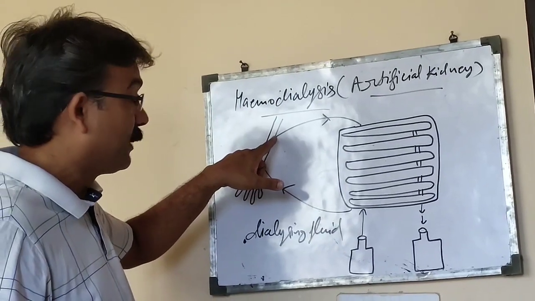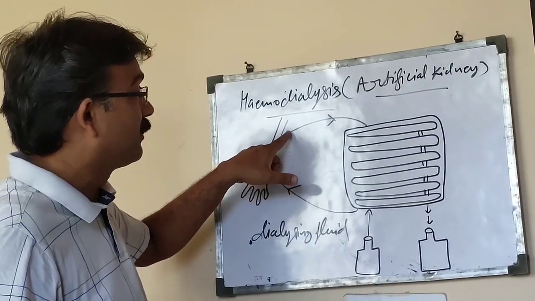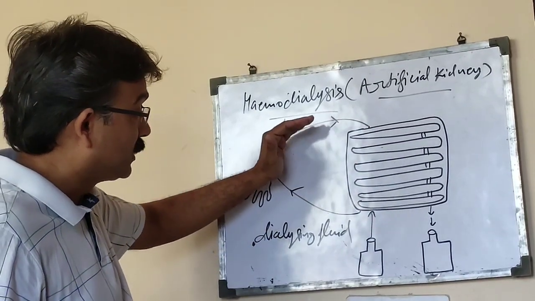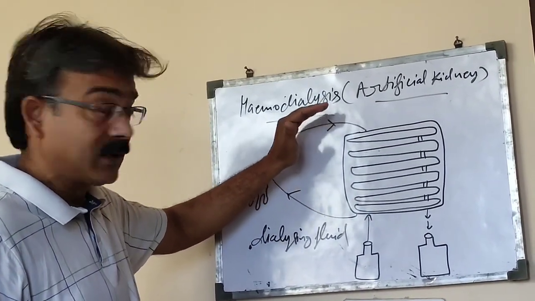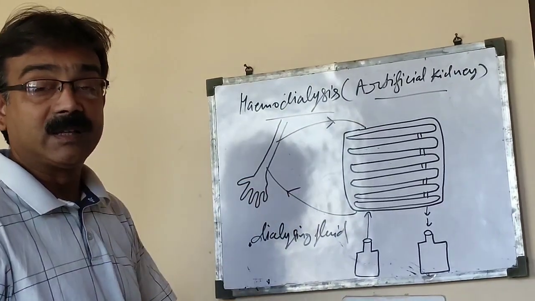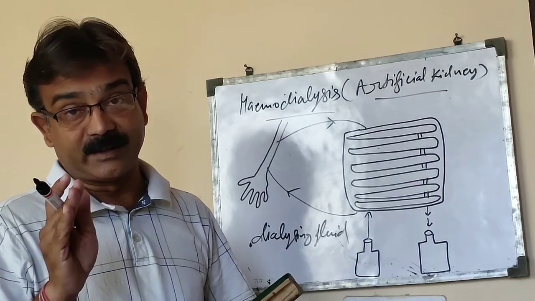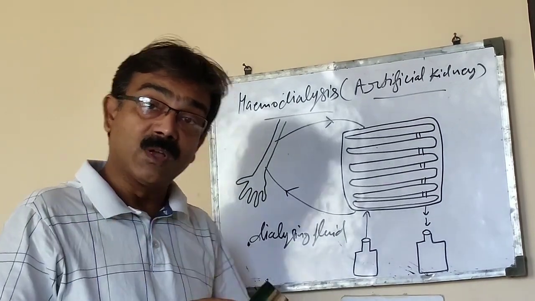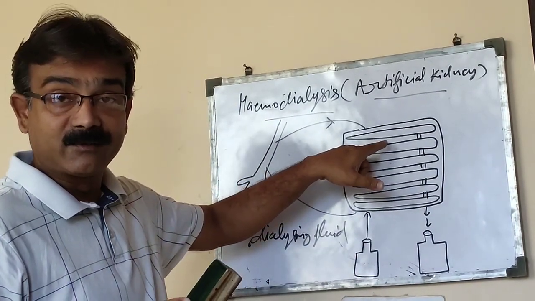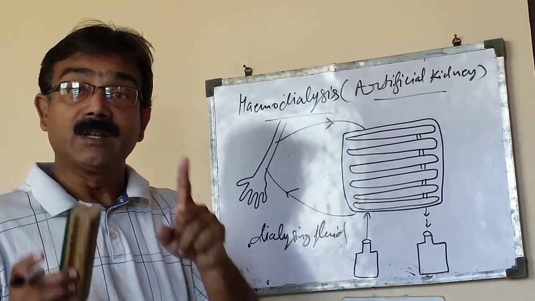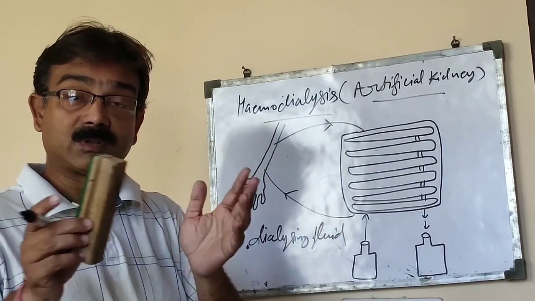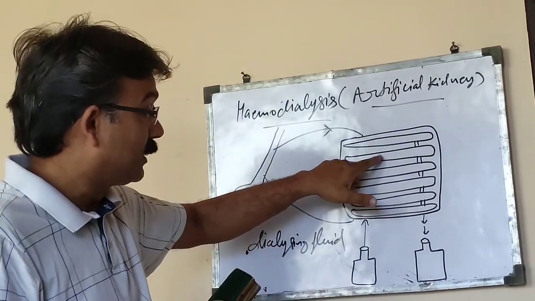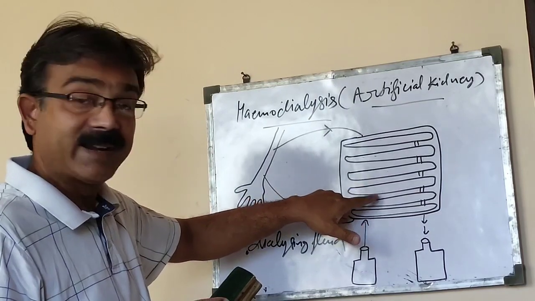When the impure blood is taken out from the blood vessel of the human and supplied into the dialyzing instrument, that impure blood, when it proceeds to these tubules, because of osmotic concentration, the waste filters out from the blood toward the dialyzing fluid. Because of osmotic concentration, the waste from the blood is excreted from the blood toward this dialyzing fluid present inside this tubule.